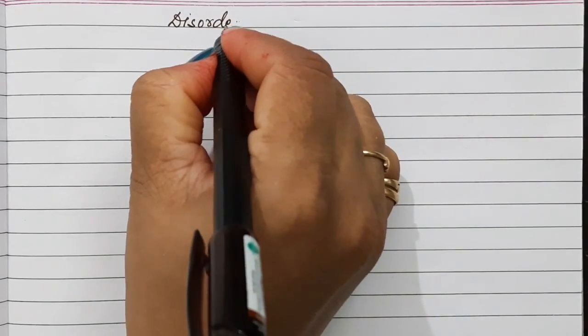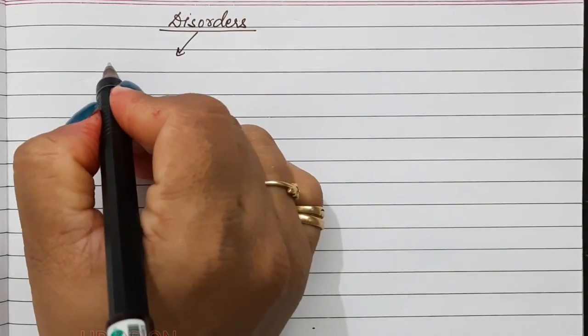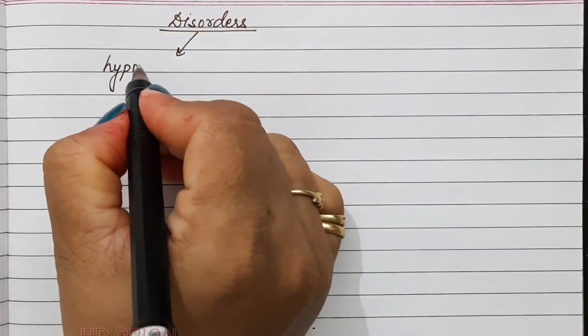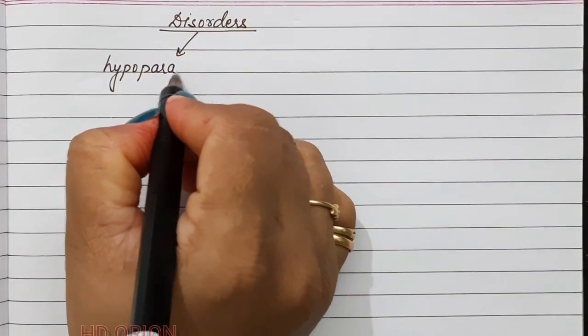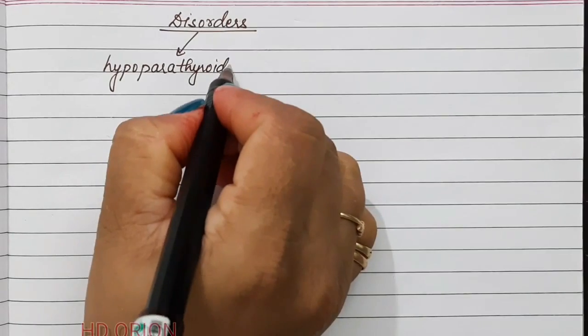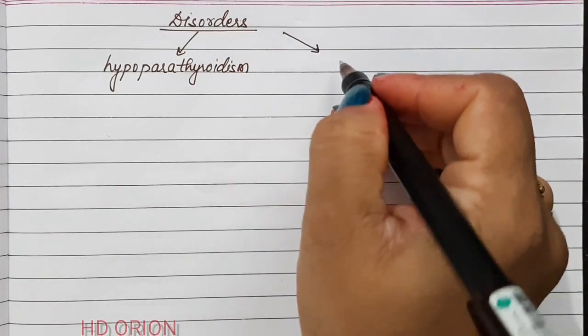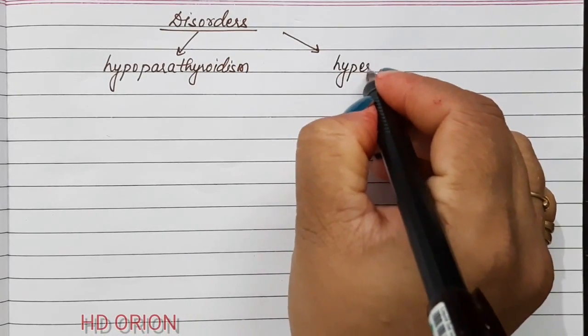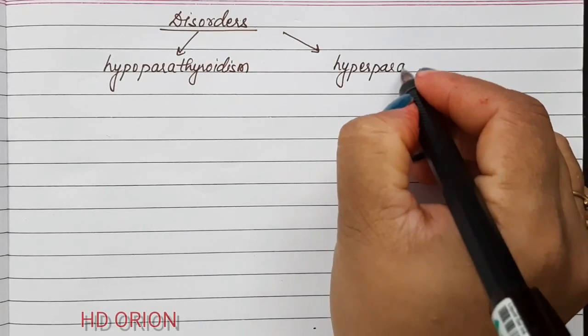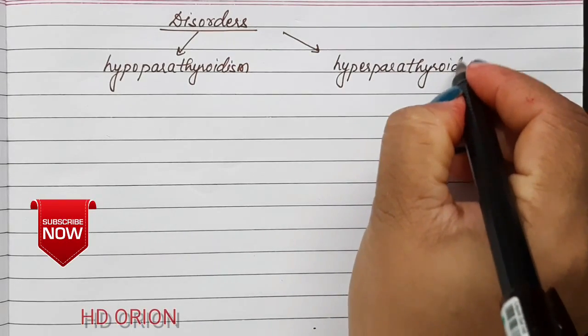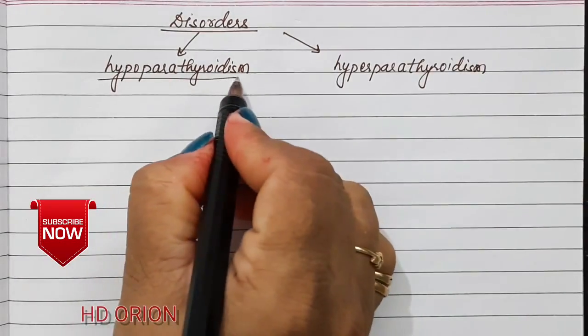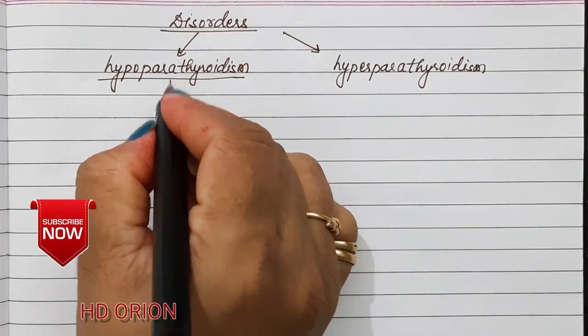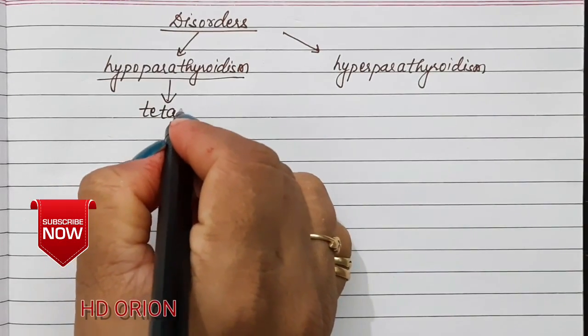Now let us study the disorders related to the parathyroid gland. When parathormone is secreted less, then it is called as hypoparathyroidism, and when it is secreted more, the over secretion, then it is known as hyperparathyroidism. What happens in hypoparathyroidism? It leads to a condition which we call as tetany.